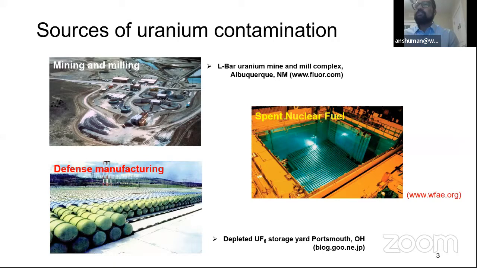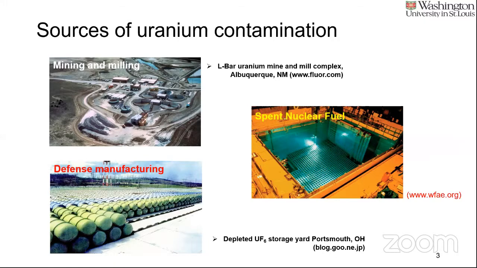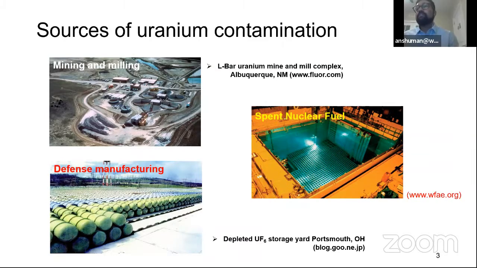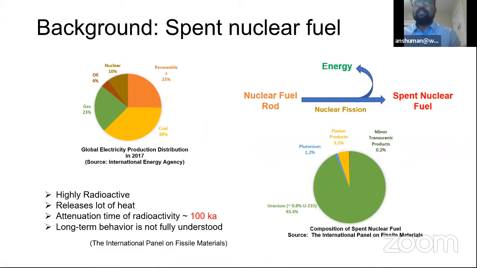So the main source of radioactivity as such is the spent nuclear fuel, which comes out of the nuclear power plant. It is the waste material which comes out of a nuclear power plant. So here is the background for spent nuclear fuel.